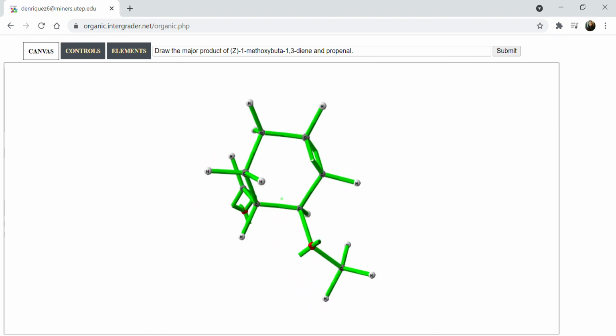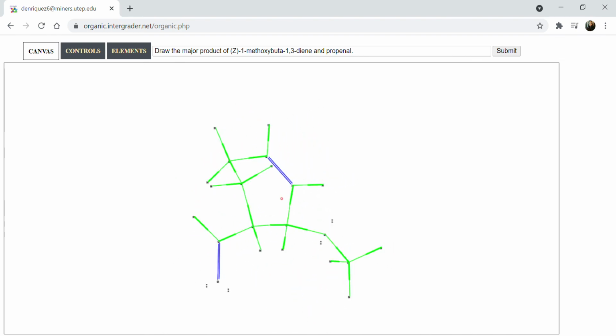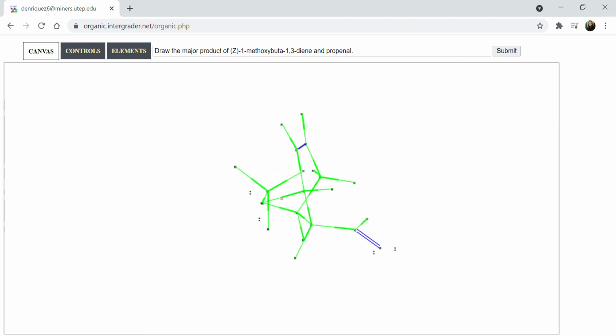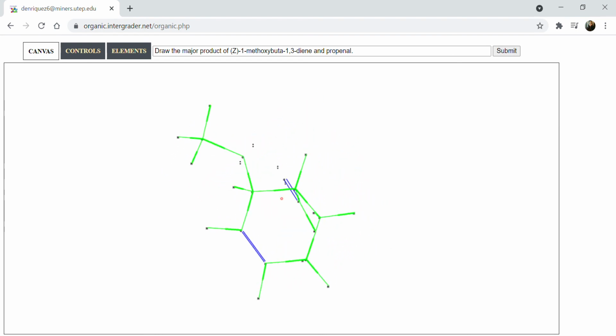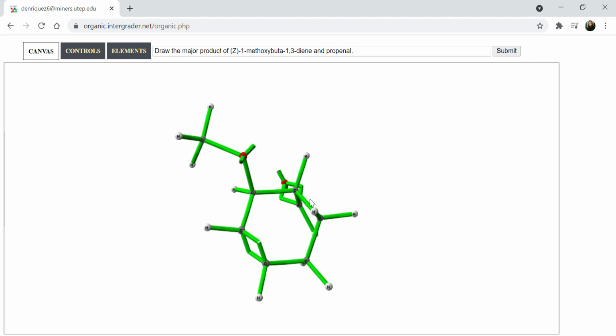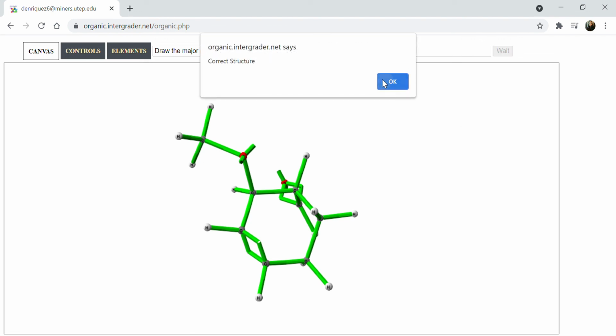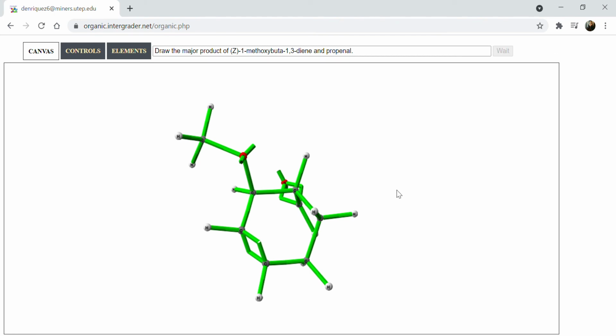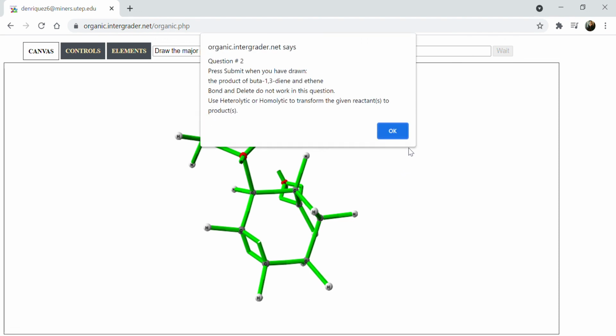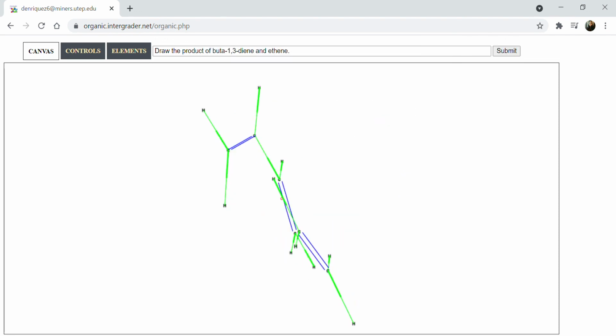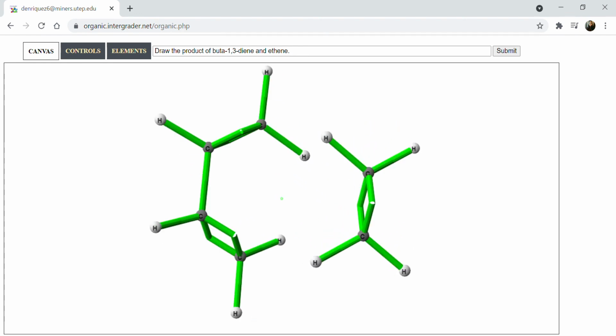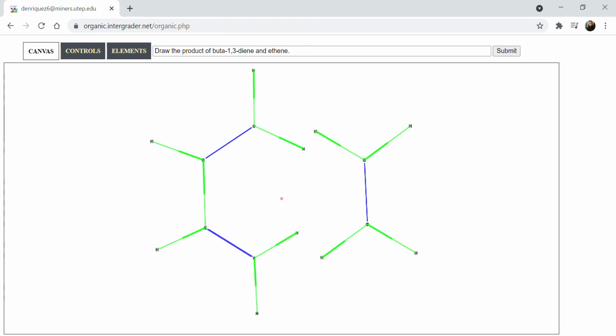So this is my end product. I've got a 6-member ring. I've got my single bonded oxygen trans to the double bonded oxygen. So I probably won't go through the whole lesson. I just wanted to show how to use that. This next one's really straightforward.